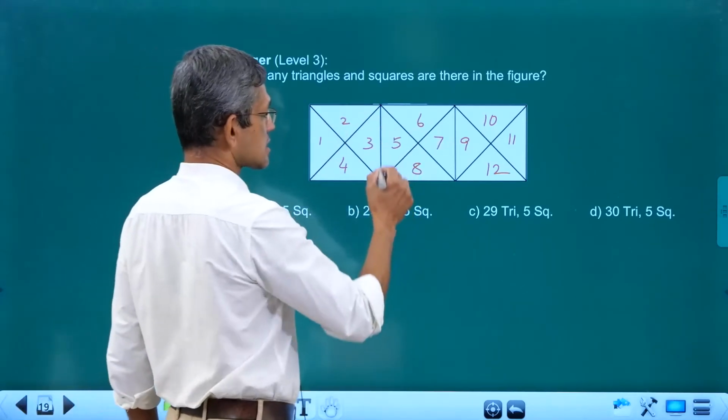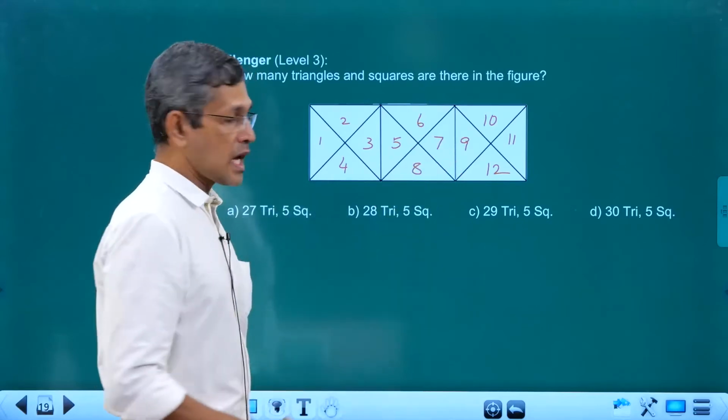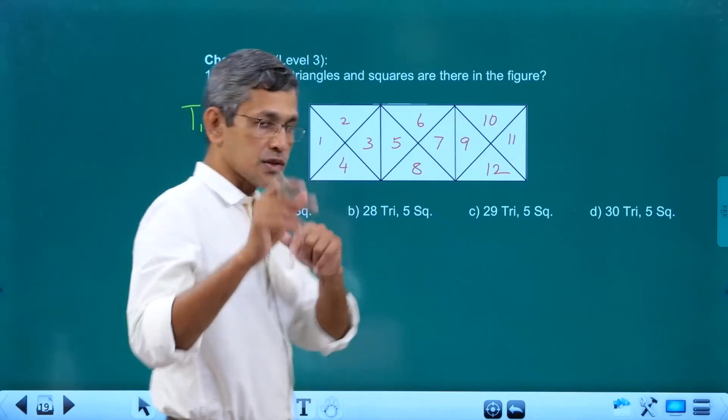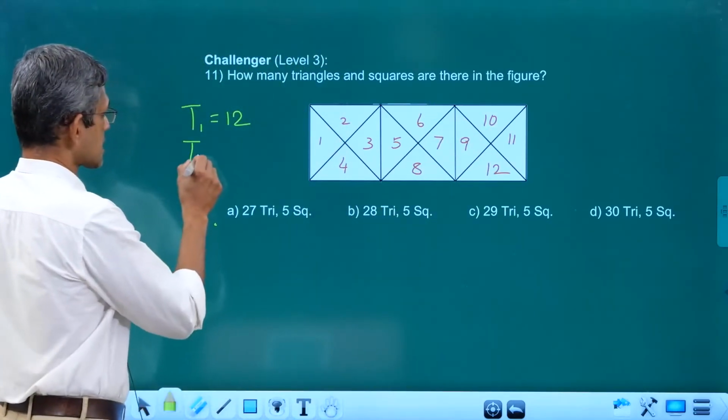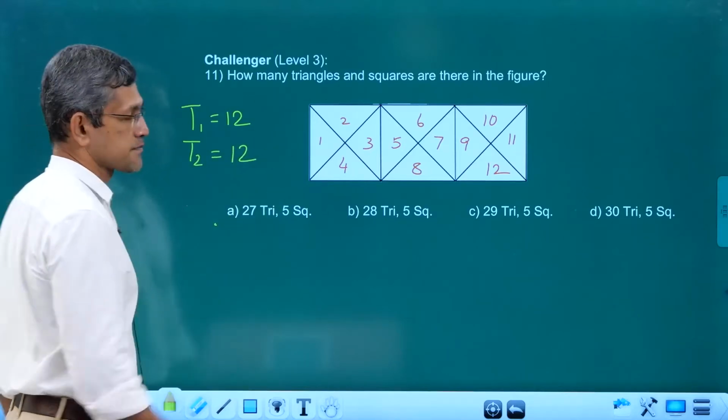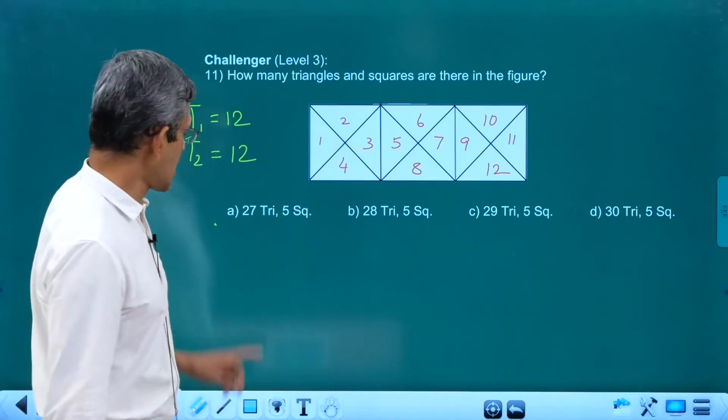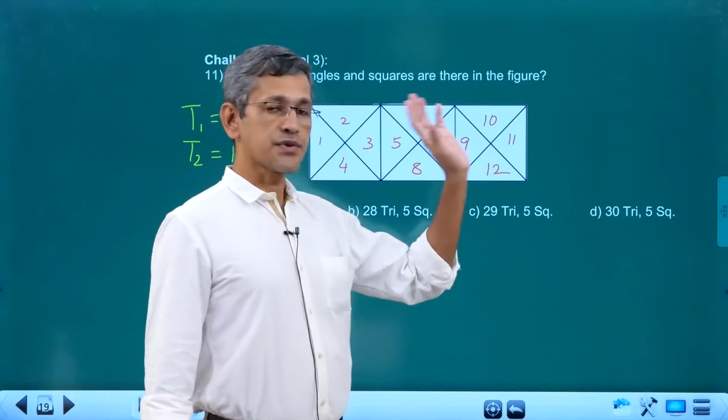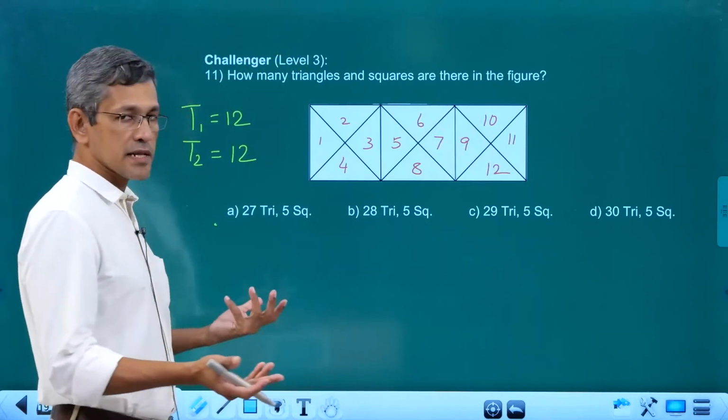Another 4 triangles in a similar way, another 4 here, and another 4 here as well. So total 12. So taking 2 pieces at a time, we have 12 triangles. So already we have 24, right? All the answer choices are above 24, so we'll have more triangles.